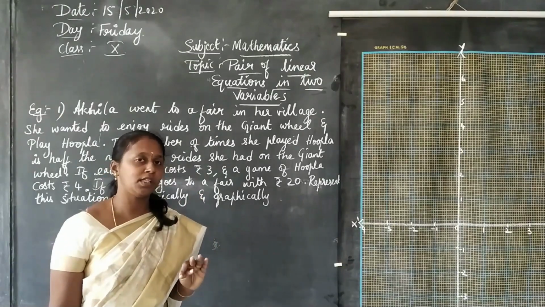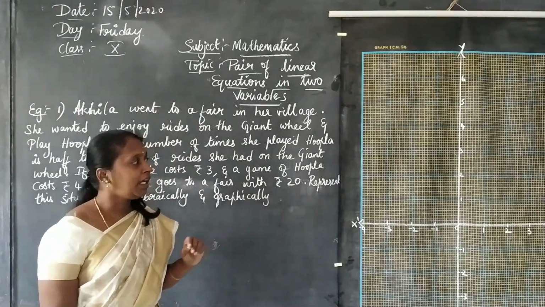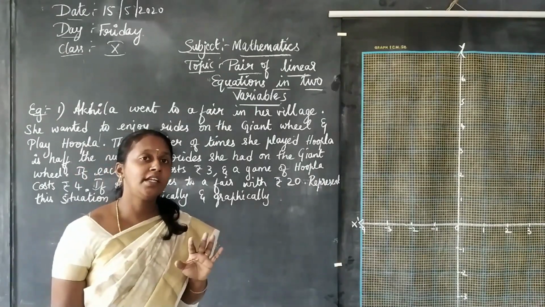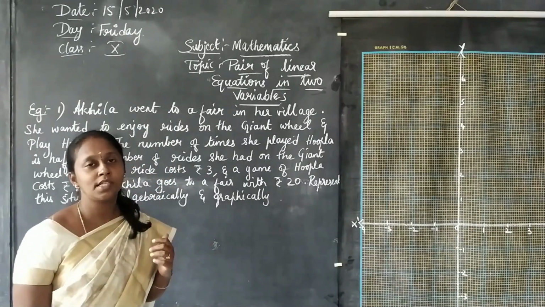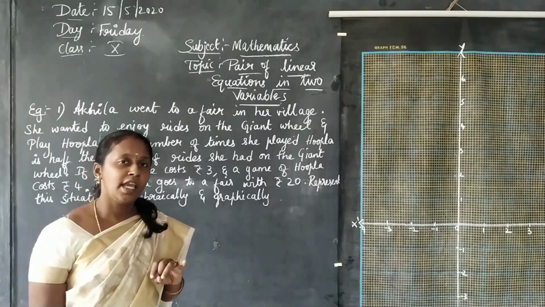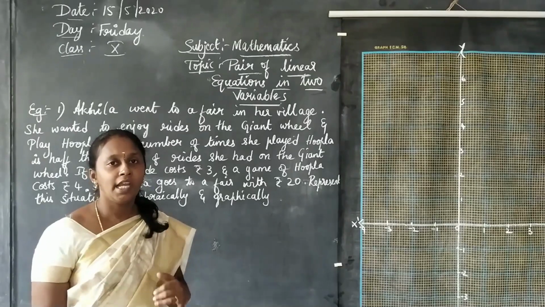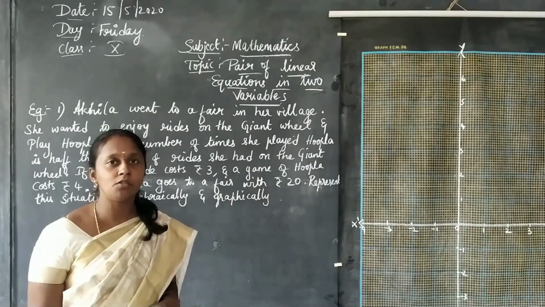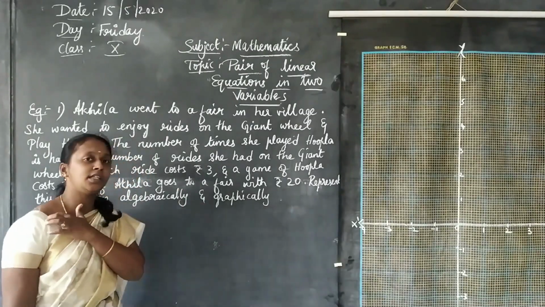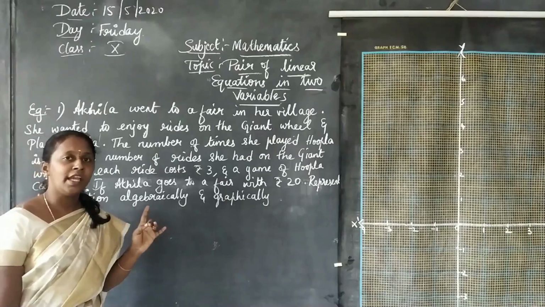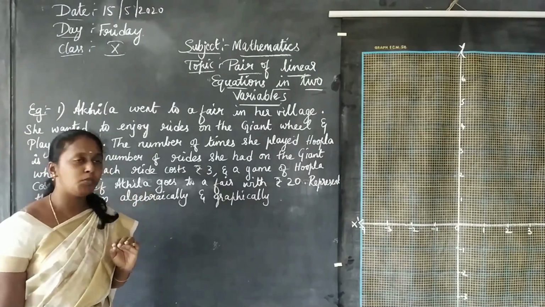The fourth one is the cross multiplication method. And I told you the standard form of a pair of linear equations in two variables: a1x plus b1y plus c1 is equal to 0, a2x plus b2y plus c2 is equal to 0. So two linear equations can be represented in the standard form using a, b, c as the constants and x and y as the variables.